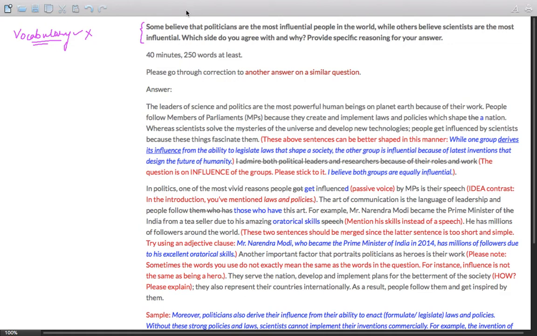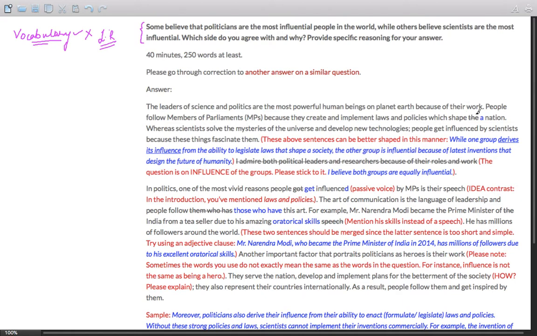The reason is sometimes the words you use, they are not exact synonyms of the words used in the question statement. So we'll be going through a number of these mistakes. These fall under the lexical resource mistakes. The student has made a number of such mistakes, and we'll be discussing them during the course of this discussion.